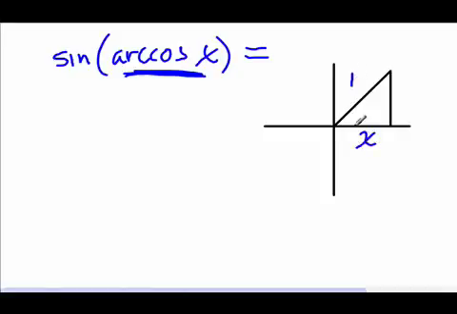Whatever this angle is, do you see how it would have a cosine of x? If I label the horizontal component x, and I label the hypotenuse 1, that angle has a cosine of x, right?